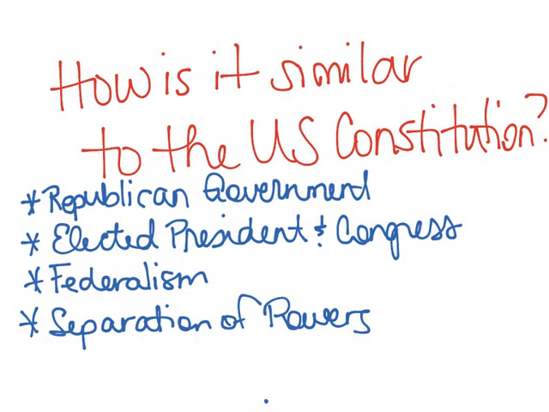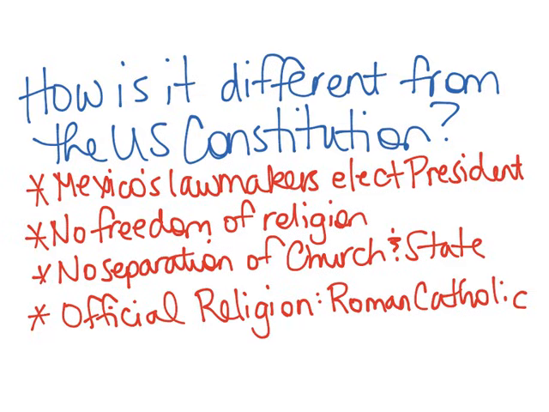Now, how is it different from the U.S. Constitution? Mexico's lawmakers are the ones that elect the president. There's no freedom of religion, no separation of church and state, and the official religion is the Roman Catholic religion. There's no freedom of religion, so that is integrated into their constitution.